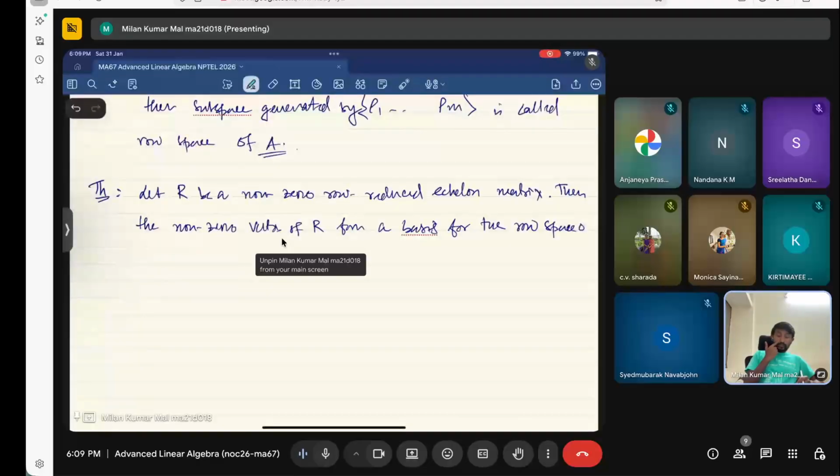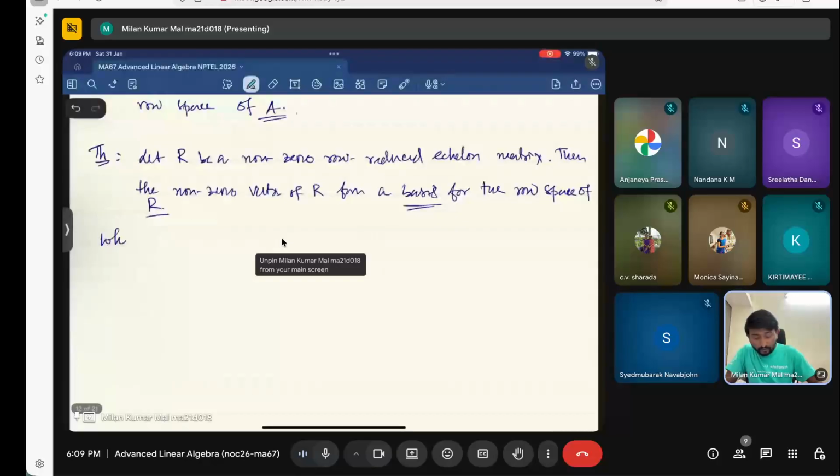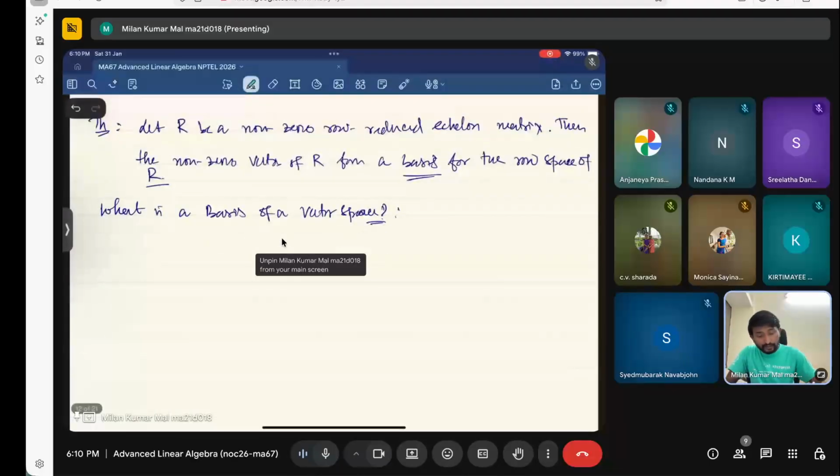So as I have said, row space. What is the row space of a matrix, that I have said. But basis I have not said. So let me once again say what is a basis of a vector space. I hope all you know. Even if you don't know, you can ask, I can discuss these things in more detail. So basis of a vector space.